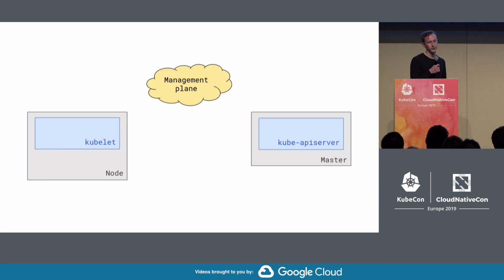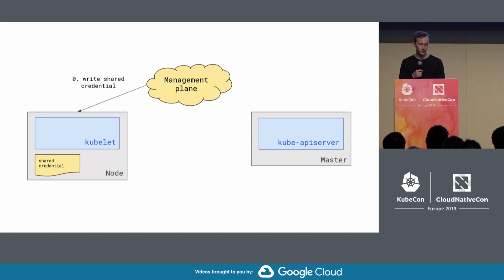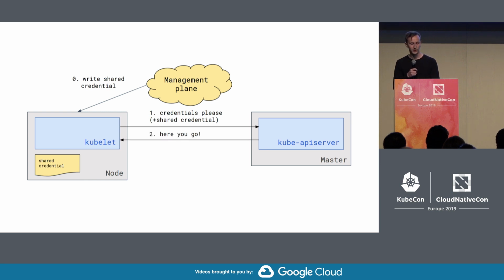The naive approach to fix that would be, for example, let's issue a shared credential to all the nodes, the same credential everywhere, and the master also has knowledge of this credential. This will be done by your management plane, so your cloud provider or whatever else spins up your VMs and configures them. That credential is stored on the node. It's passed along as a bearer token with the CSR request. The master checks that, signs the certificate, and sends back the certificate.